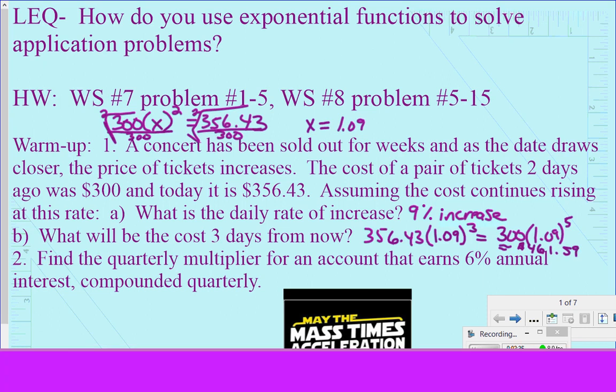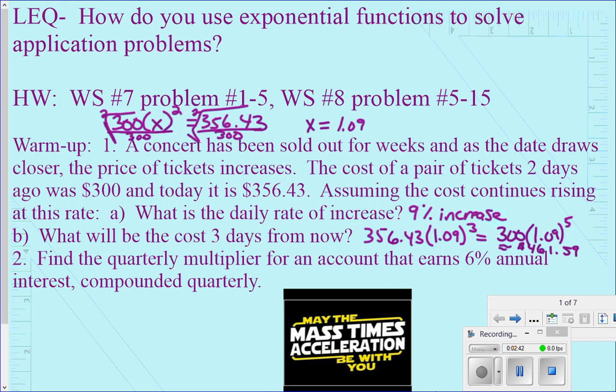Number 2. So we're going to start with the 6%. And we're going to divide that by 4 because it's quarterly, so the number of times it's compounded. And that gives us 1.5%. I add that to 100, which is 101.5%. And I change that to a multiplier. 1.015 is the quarterly multiplier. And that's it.